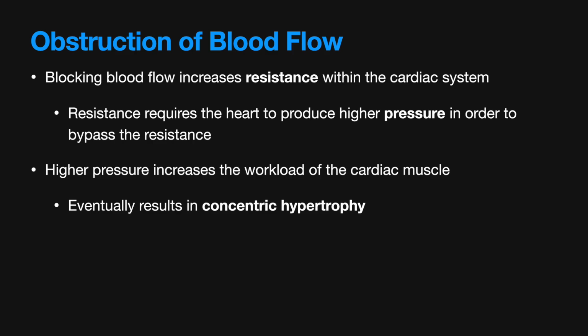Blocking blood flow increases resistance within the cardiac system. Increased resistance means that the heart has to produce a higher pressure in order to bypass that resistance. To create higher pressure blood flow, the cardiac muscle must work harder. This results in concentric hypertrophy.